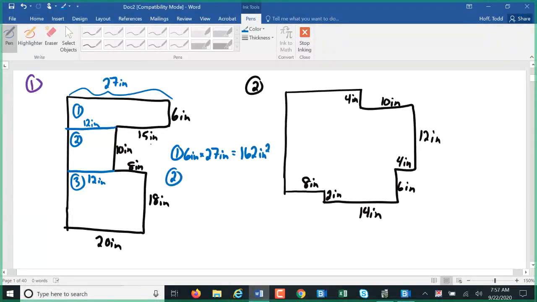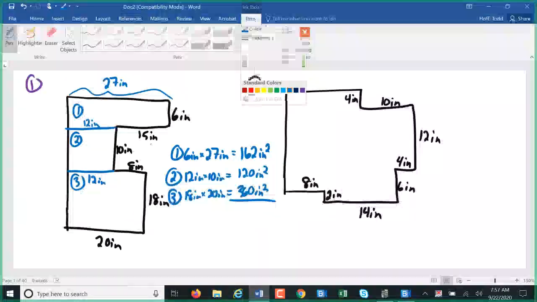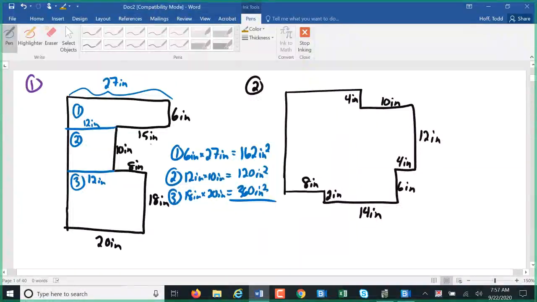Piece two is 12 inches by 10 inches, making that 120 inches squared. And piece three is 18 inches by 20 inches, making that 360 inches squared. Adding up to a grand total of 642 square inches.